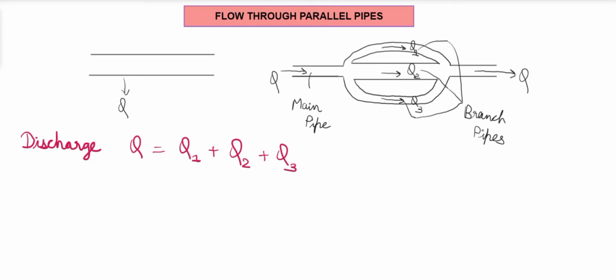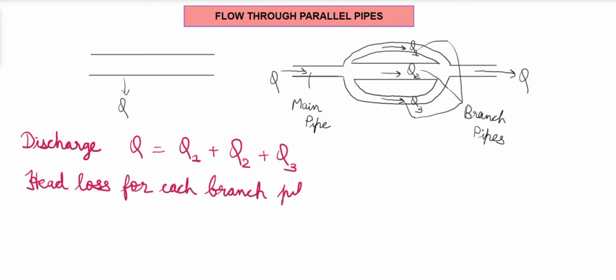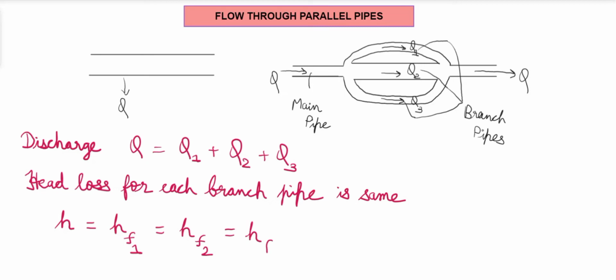Then talking about the head loss, in all three branch pipes the head loss will be the same. So we can write here that head loss for each branch pipe is the same. Like for the first branch pipe, the head loss, say it is HF1, for the second one HF2, and for the third one HF3, and all of these three are equal to H. Now we already know the Darcy-Weisbach equation. We'll be applying that here.